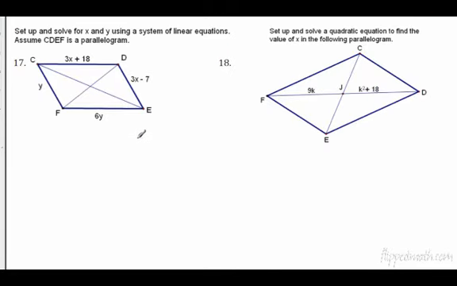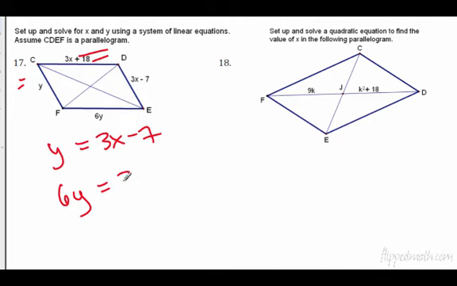Let's look at 17. Here's our substitution problems and our factoring problem. It's going to happen. It's going to be on the test. So let's look at it. 17. This is a parallelogram, so opposite sides are equal. So you get y equal to 3x minus 7. You also get 6y is equal to 3x plus 18.